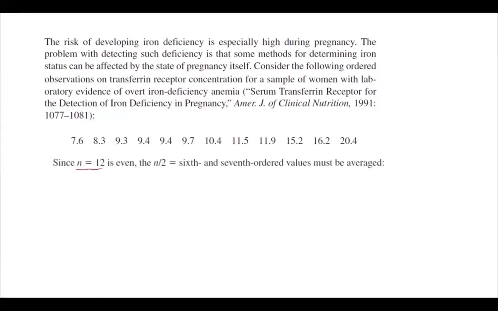There are 12 data values in your collection, which is even. N divided by 2 is going to be just 6, and the sixth and seventh ordered values must be averaged. All right. So the median is going to be 9.7 plus 10.4 divided by 2, which is 10.05.